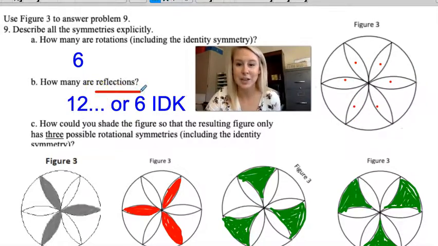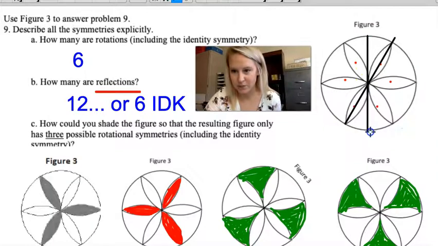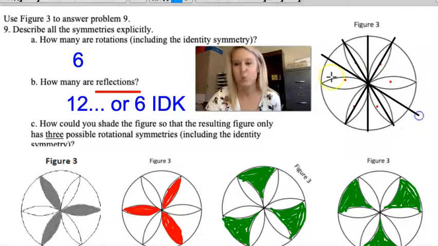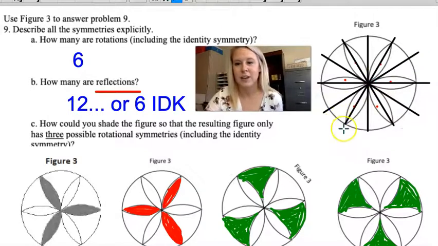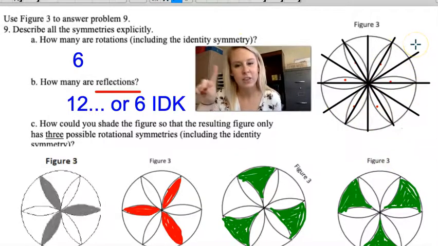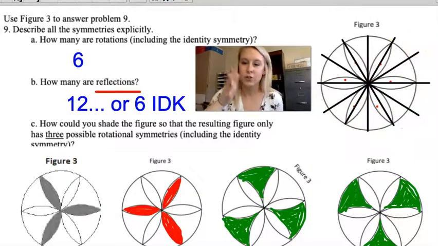The reflections were kind of tricky. So the book says it's 12. I can see how it's 6. So for example, if I draw one line of symmetry, there's 1. I can draw another one, there's 2, and then 3, and then 4, and then 5, and then 6. So then I have them all, but then the book says, okay, keep going around the circle to get the other 6. So you can draw 12 lines, but 6 of them overlap. So tricky. Go with either one.